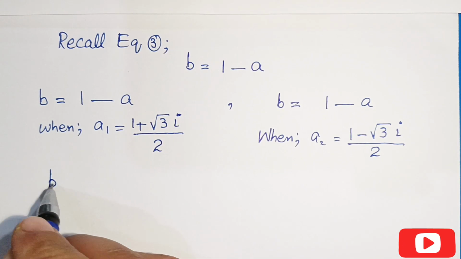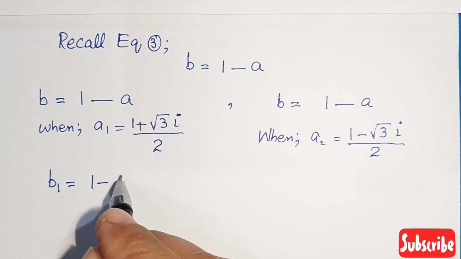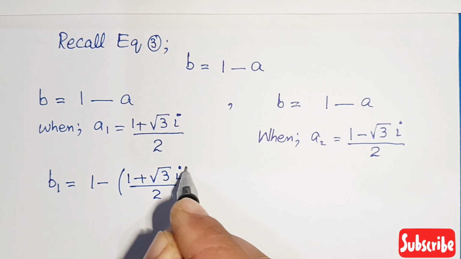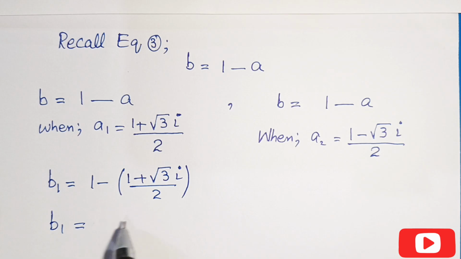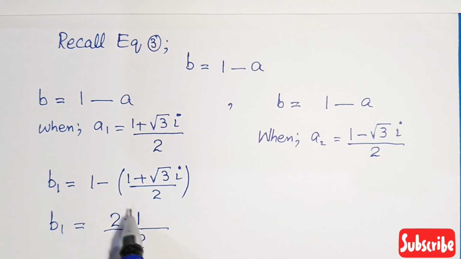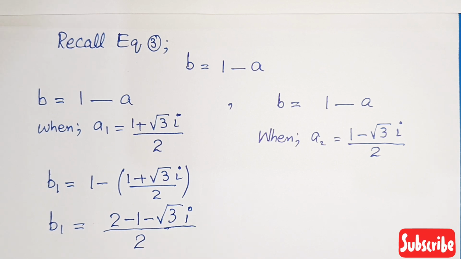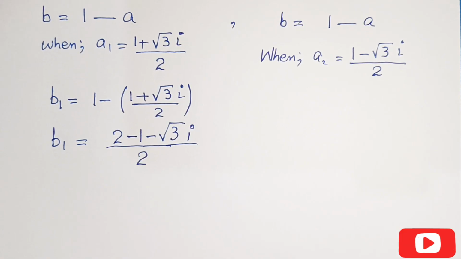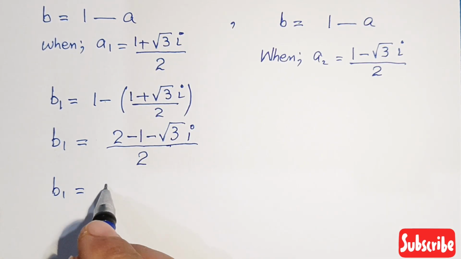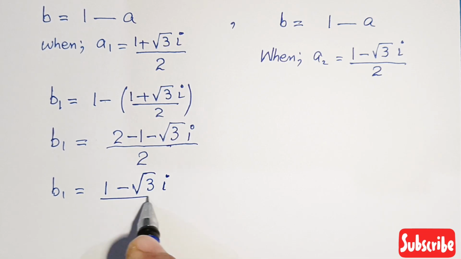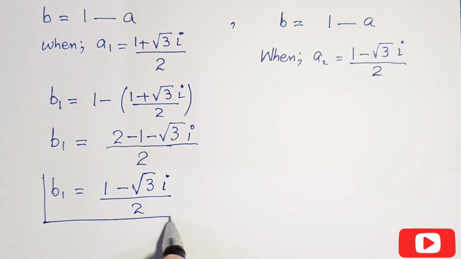Here b will be b1, which is 1 minus the value of a1, 1 plus square root of 3i, all over 2. So b1 is equal to, if we take the LCM, which is 2, 2 times 1 is 2, and minus times 1 is minus 1, minus times plus is minus square root of 3i. So our next step is b1 is equal to 2 minus 1, which is 1, minus square root of 3i, all over 2. So it is our first value of b.